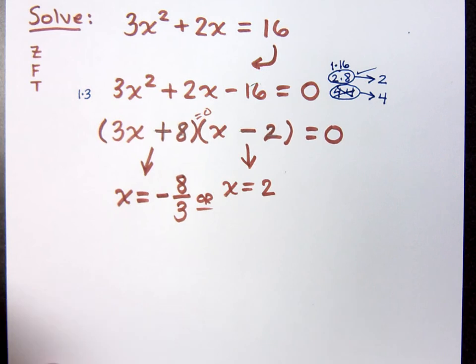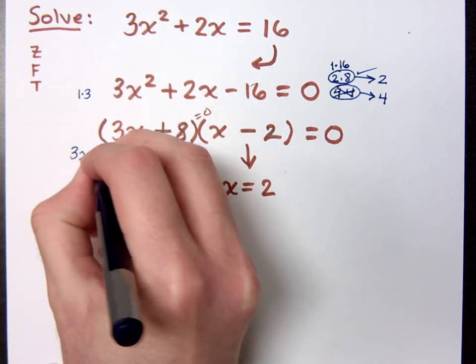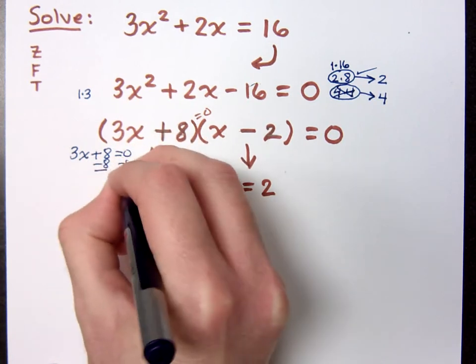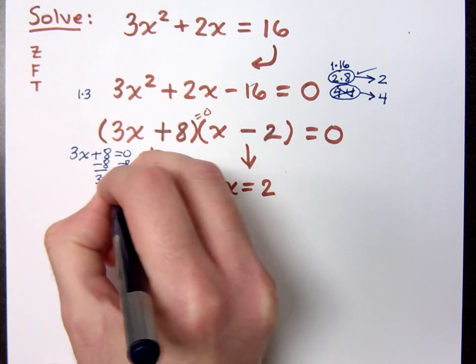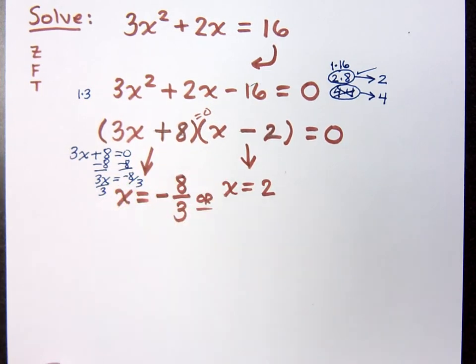Now, if you're not sure about that, and you don't really like doing that, then you can come over here to the side and take 3x plus 8 equal to 0, minus 8 on both sides. So 3x equals negative 8, and then divide both sides by 3. But that seems like an awful lot of work when I can just take care of this in my head. It's not a lot of stuff to keep up with.